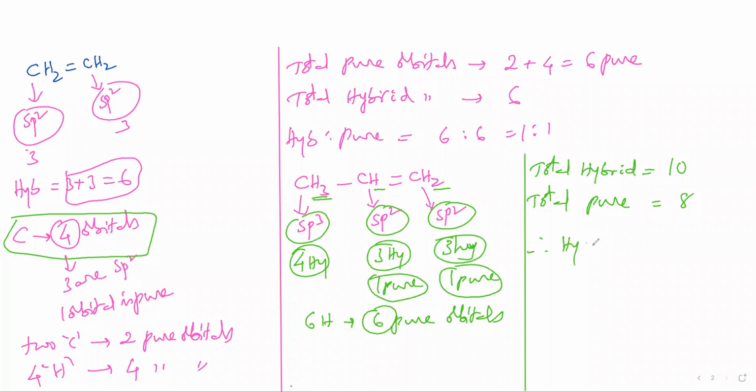Therefore, hybrid versus pure, 10:8. What can you say? 5:4. So this is how you should calculate the ratio of pure and hybrid orbitals. Done. Next, we'll move to another topic, IUPAC nomenclature. So I think you know what IUPAC nomenclature is.